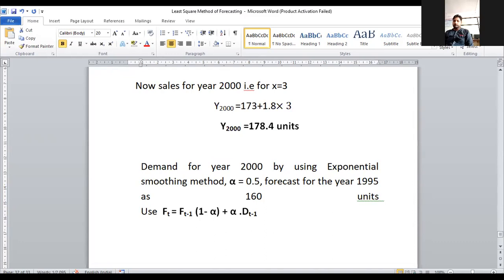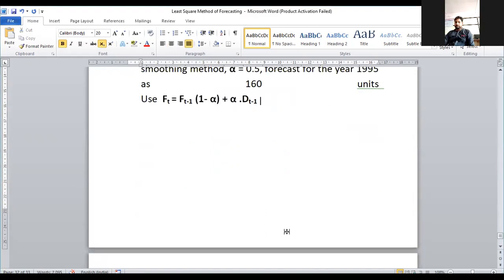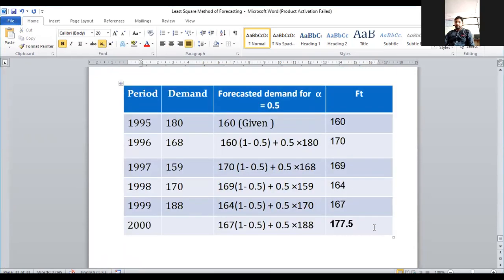Is there any doubt, any question? Note down the things, if you have not written. I hope you understood how to solve the problems by the exponential smoothing method, how to determine the forecasting, how to do the forecasting on the basis of exponential smoothing method.